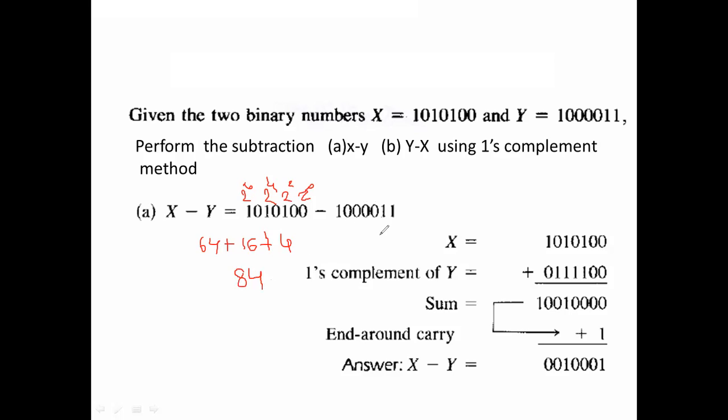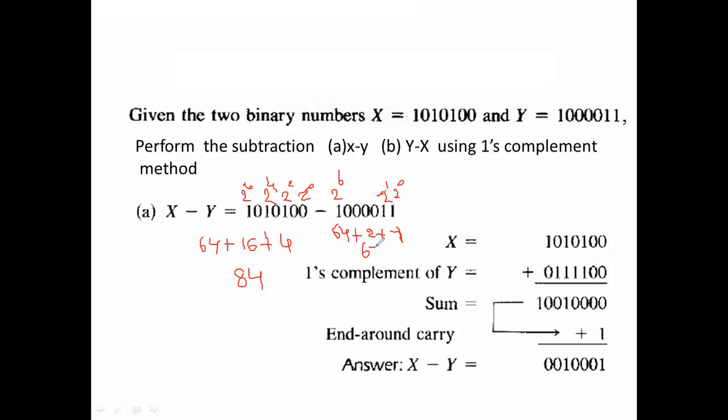Like that, calculate for this also. 1 into 2 power 0, plus 1 into 2 power 1. Okay, next 0 0 0 into 2 square, 2 cube, 2 power 4, 2 power 5, 2 power 6. So what is the number? 2 power 6 is 64, plus 2 power 1 is 2, plus 1 into 2 power 0 is 1. So this will be 64, 65, 67.